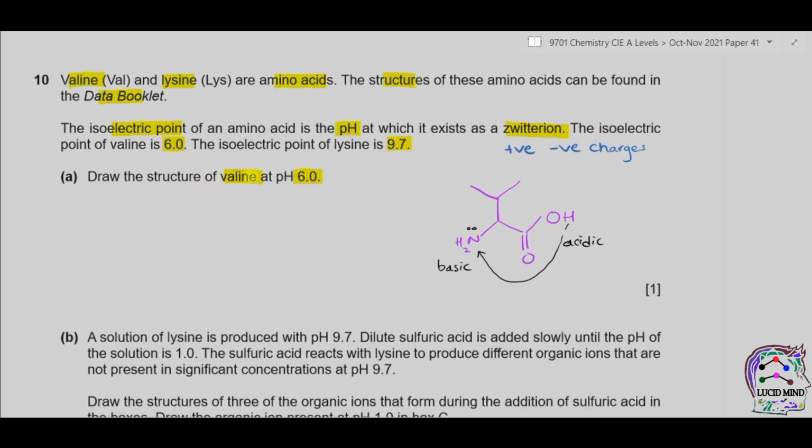So now we can draw the structure of valine at pH 6 in which it exists as a Zwitterion. The structure will be like this. We have NH3 instead of NH2 and there is a positive charge. And we have O negative instead of OH as it is the negative part.